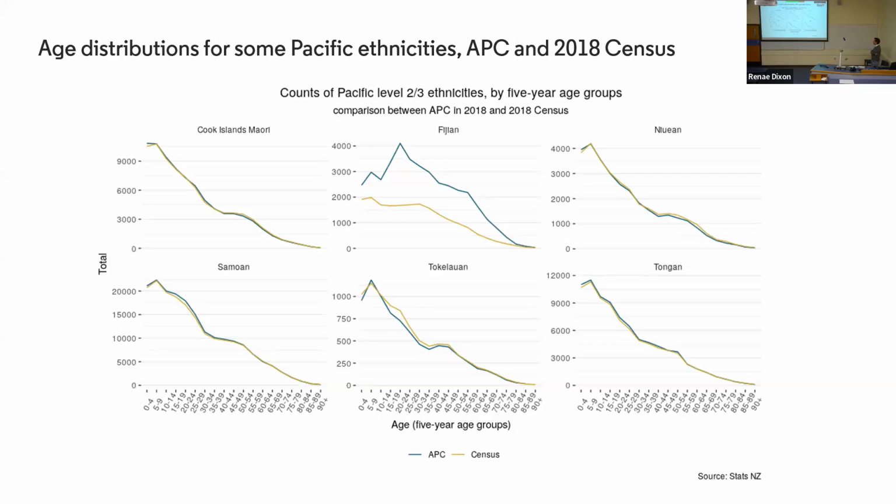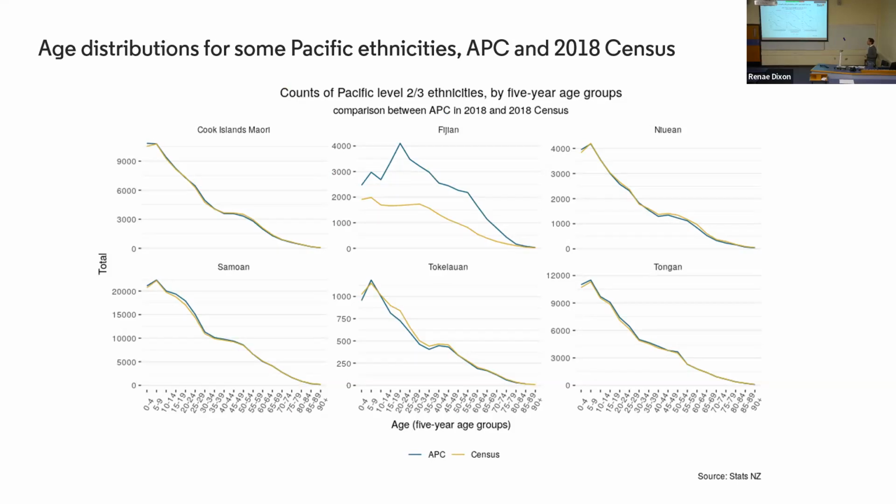Maybe I can show you another slide with graphs. So this is the quality of the Pacific ethnicities at level 2 and 3, leaving out the other categories. And again, you can see that the counts from census and the APC are actually remarkably close, even if you break it down by 5-year age groups. Except for one, and this is the sort of analysis that we're doing, and this is why we're doing it, to understand these things.